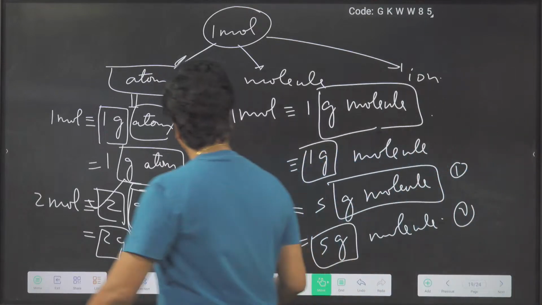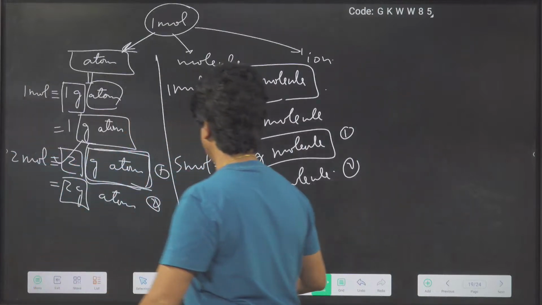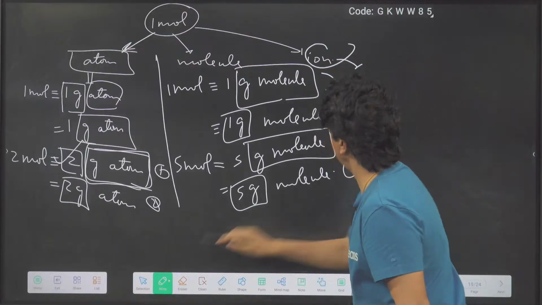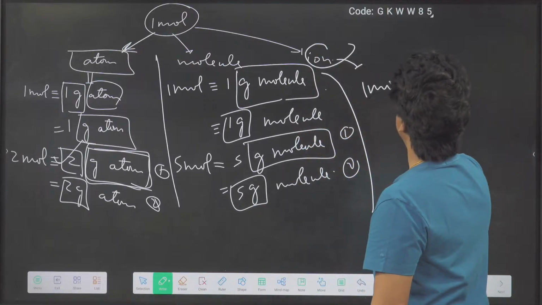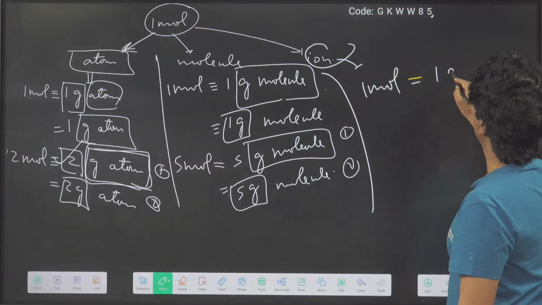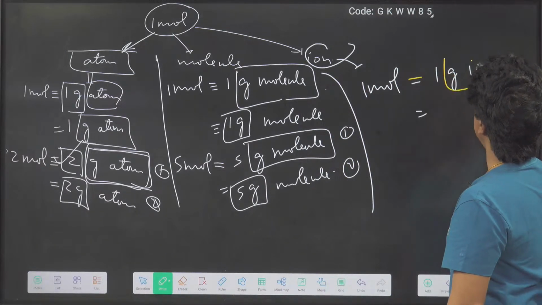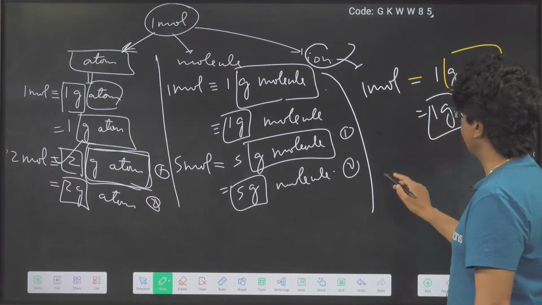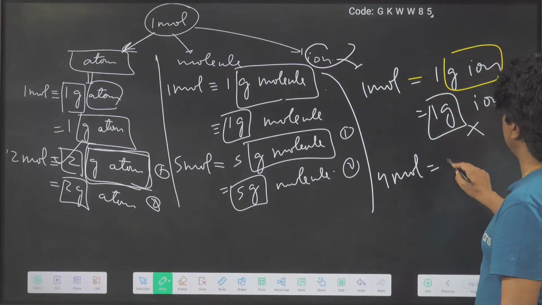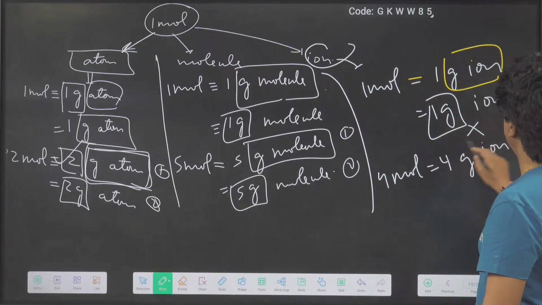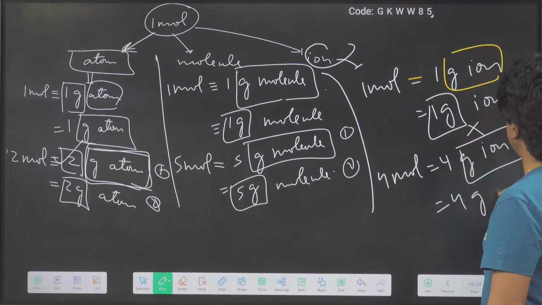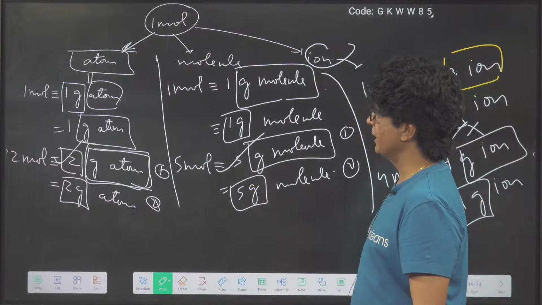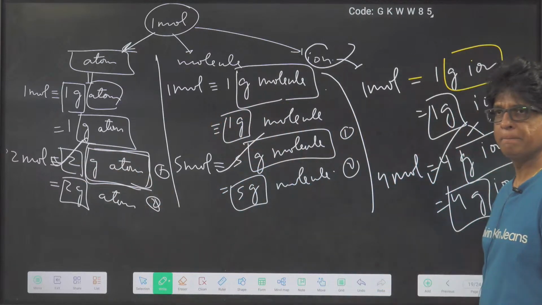Correct. And similarly, if we look at the ion part, 1 mole of an ion is equal to 1 gram ion. This is correct, not 1 gram of an ion. This will be incorrect. And if I say 4 mole of an ion, then it will be 4 gram ion or 4 gram of ion. Which one is correct? First one is correct. Is that clear?